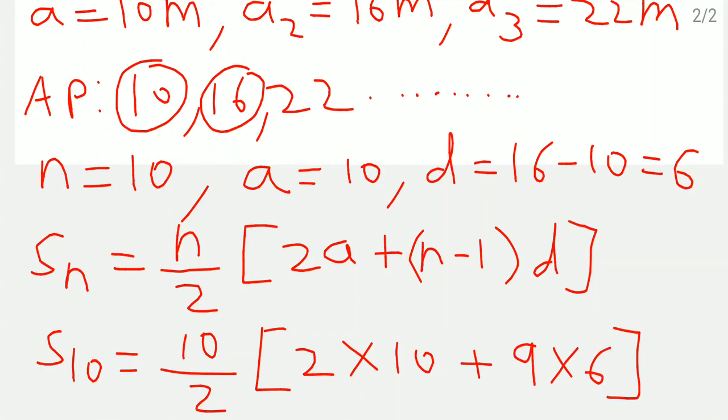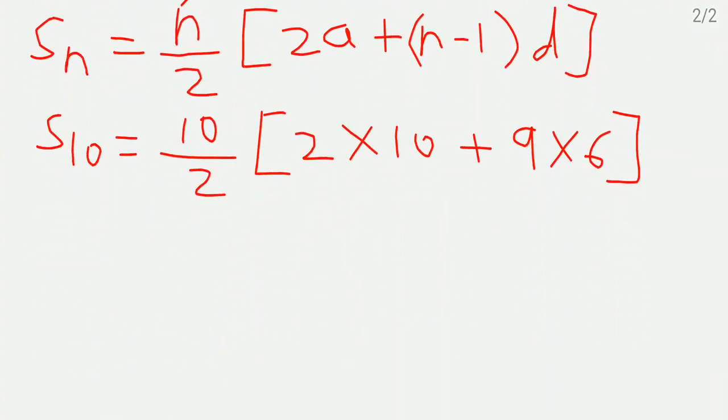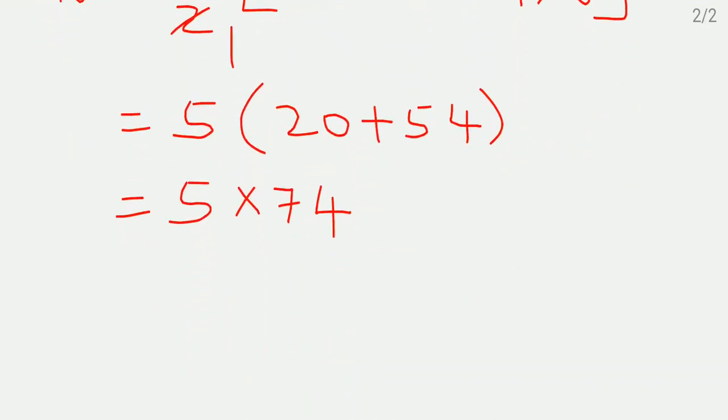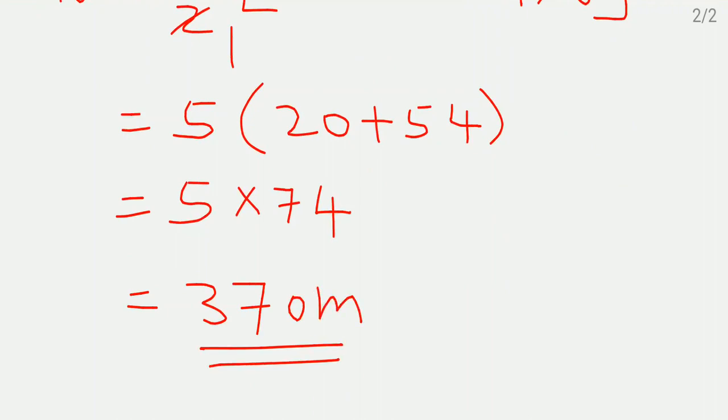Now see here. We will reduce this one. 2 1s are and 2 5s are. This is 5. Inside the bracket this is 20 + 54. Now this one is 5 into 74. As we multiply this 74 into 5, we get the answer as 370 meter. That means to pick up all the 10 potatoes, the girl has to run 370 meter distance, right?